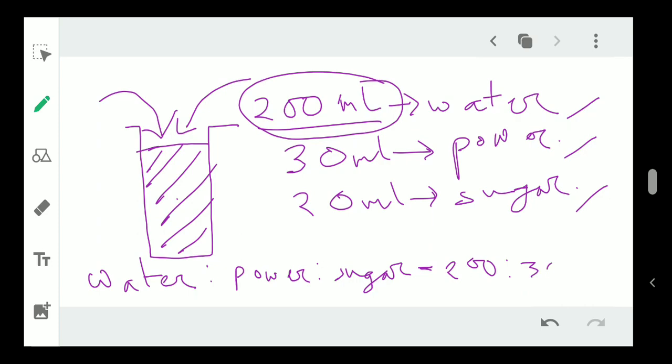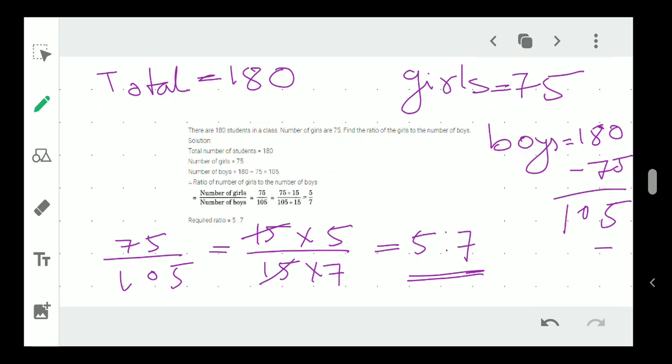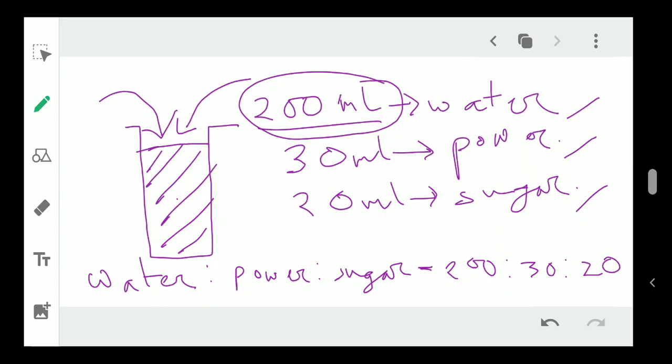Now you may find it fascinating that a ratio can be represented as a fraction, with a numerator and a denominator, only in the case of two terms. But in this case, how are we going to represent it?